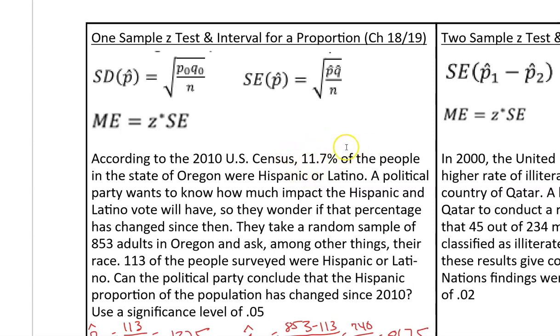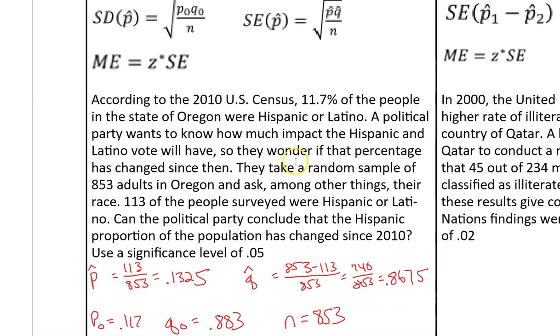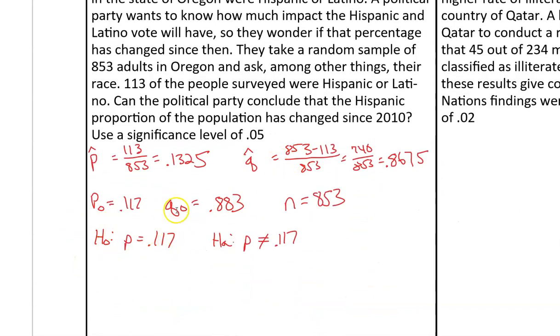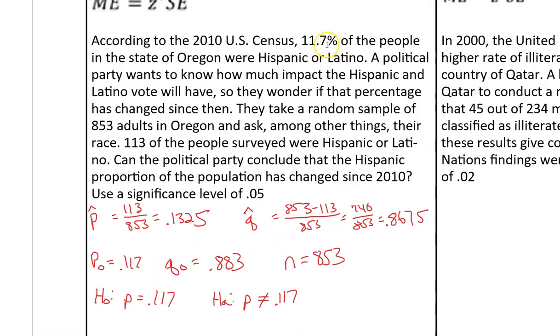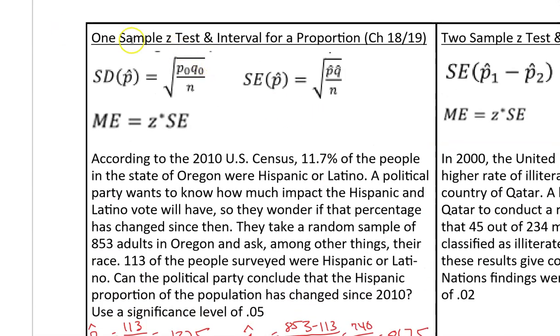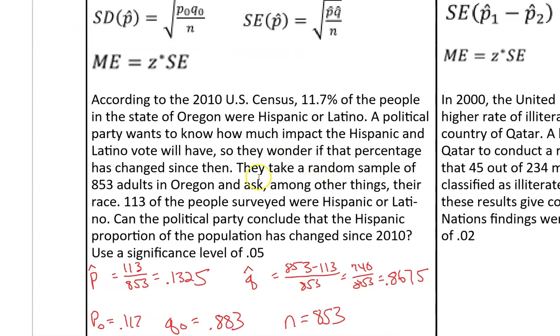So this is our set assumption at the beginning, that it's 11.7%. As you can see down here, I got my H0 is that the p is 0.117. And notice it's a percentage, so I'm pretty sure this is going to be a proportion test, a one sample z-test for a proportion, because they give us one sample here. A random sample of 853 adults, 113 were Hispanic, and that's a percentage, 113 out of 853, and that's your p-hat. It's the one you calculate from the sample. So I'm going to calculate that now.